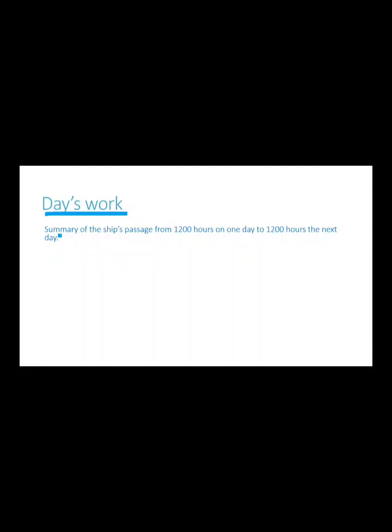of the ship's passage from 1200 hours on one day to 1200 hours on the next day. We have to make this summary. Now, as we discussed, various courses and distances or speeds on different legs of the passage are given to us in the question, and they want us to find out the resultant course made good, distance made good, and what is the position arrived at the next day noon.